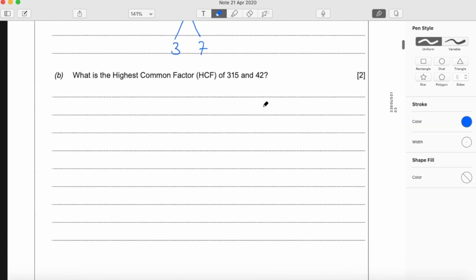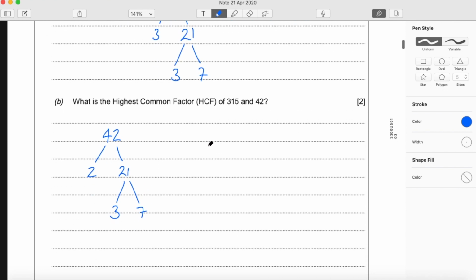So let's do this for 42. Let's create a factor tree for 42. 42 ends in an even number, so it must be divisible by 2. 2 times 21 gives us 42. And 21 we did earlier. We know the prime factors are 3 and 7. So the prime factors of 42 are 2 times 3 times 7.